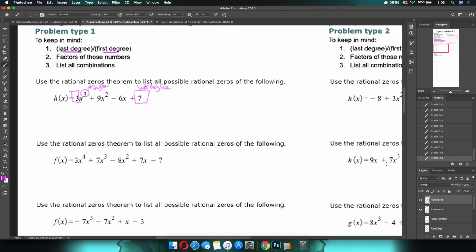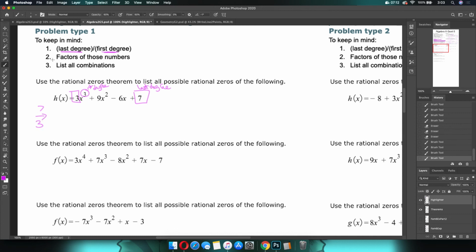Problem type 2, you can already kind of see it over here. They start mixing them up and you have to go hunting for them, but we'll put that on pause. Problem type 1 is nice to you. They literally show you there's your first, there's your last. Here's what's going to happen. We're going to have our 7 on top, and then we're going to have our 3 on bottom.